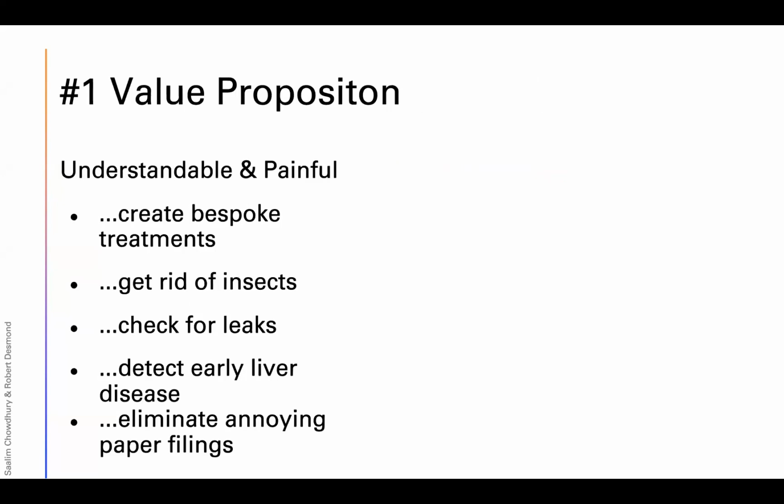Okay. The next one is the value proposition. This is kind of the problem that you're solving, the actual value that you're solving. And the reason we did the first exercise of the functional and the value is to get this out. Because if you as an investor can understand the value, you can immediately understand the applications, not just now, but in the future. So some examples: get rid of insects, check for leaks, eliminate annoying paper filings, this sort of stuff. Something, again, specific to the value that you're creating.